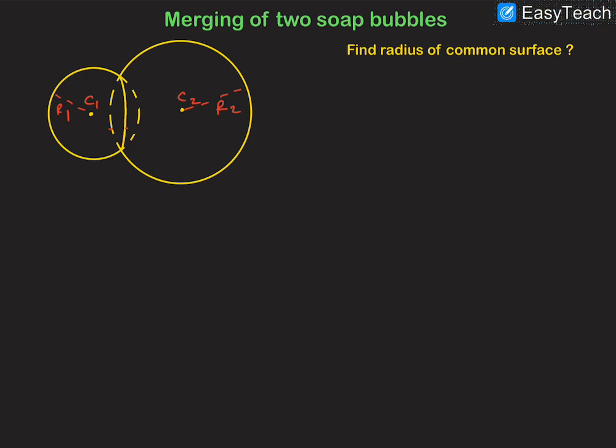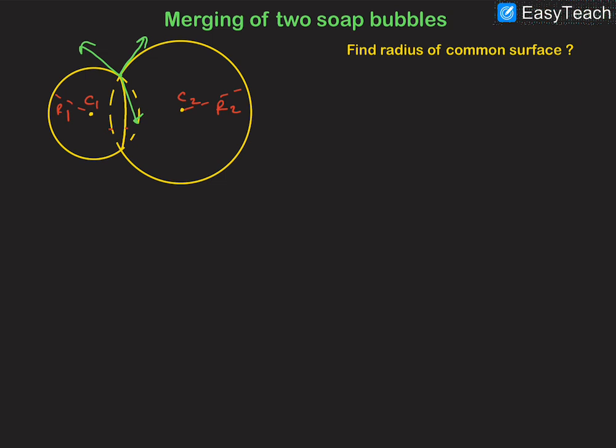Then obviously if we see the scenario, there will be this diagram in which this is the smaller bubble, this is the bigger bubble, and when they are coalescing with each other, there will be a common surface which has some radius which is different from R1 and R2.